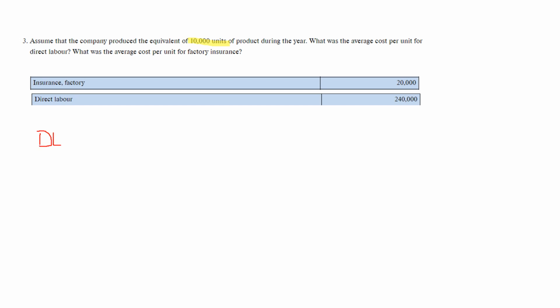So to get our cost per unit, for direct labor, we want to divide our total cost by our total units. So we're going to have 240,000 is our cost, as you can see here. And then we're going to divide it by our 10,000 units. And it's going to equal a cost of $24 per unit. So that is the first part.